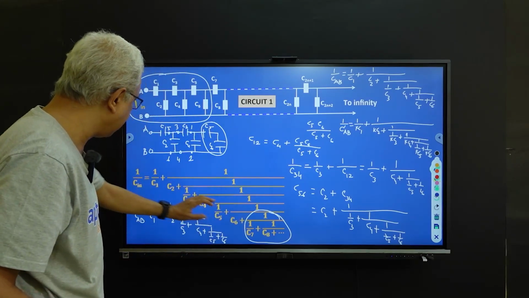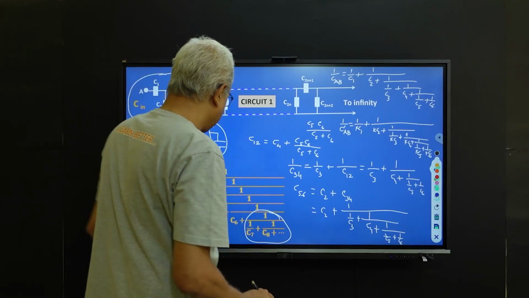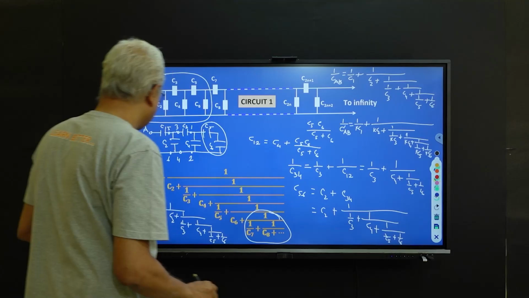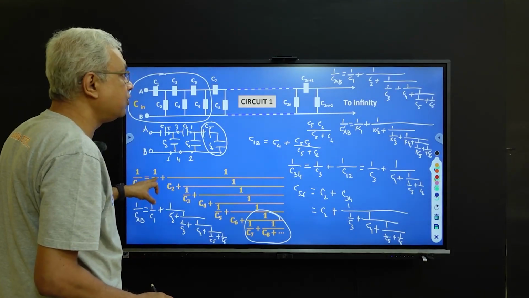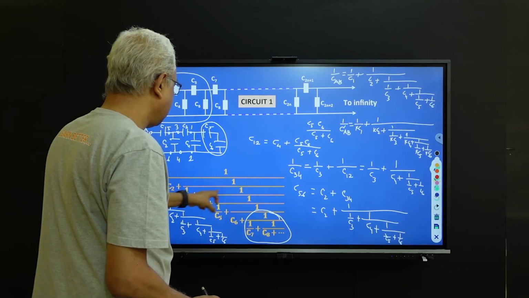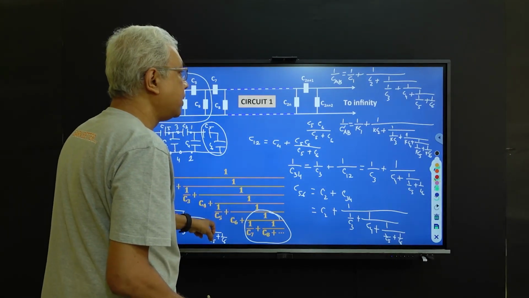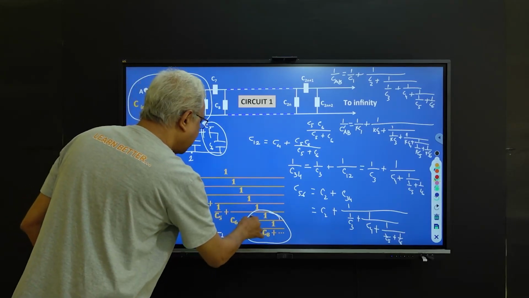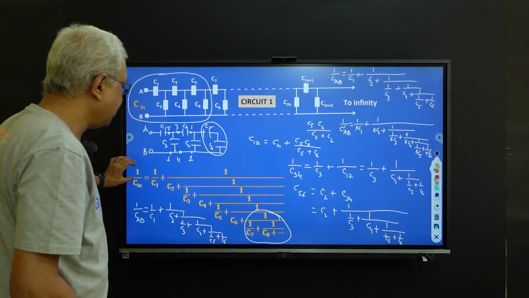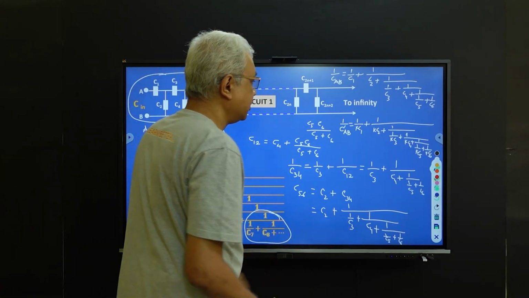If it is an infinite ladder, then 1 by C can be expressed like this. It will be a continued fraction like this. Here I have got 1 by C1 plus 1 by C2 plus 1 by C3 plus 1 by C4 plus 1 by C5 plus, this part is missing, so 1 by C6. So this is the expression for an infinite ladder. The continued fraction will continue like this.